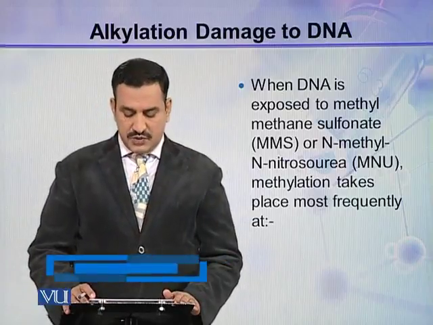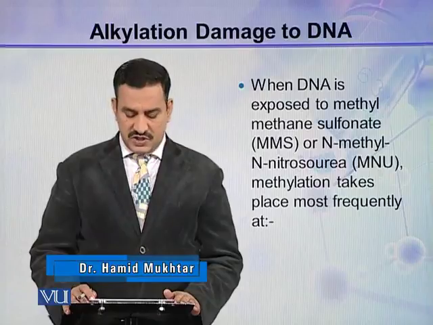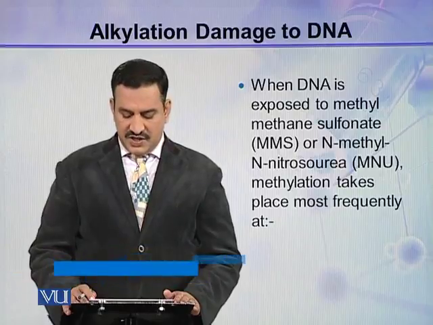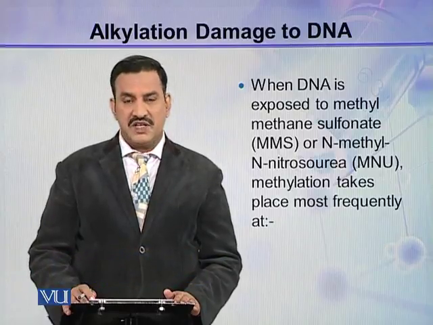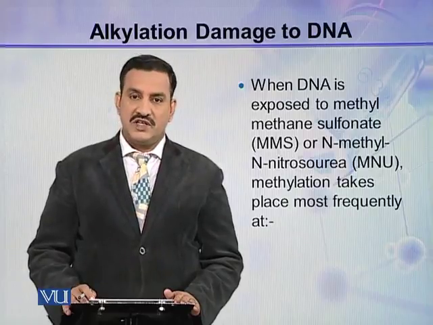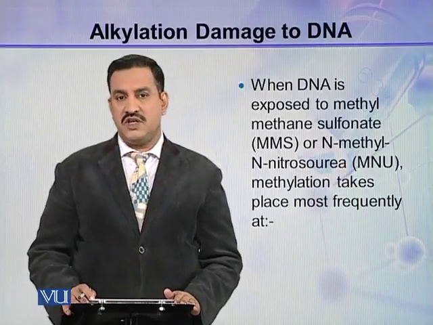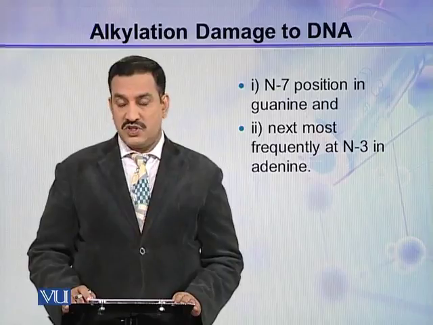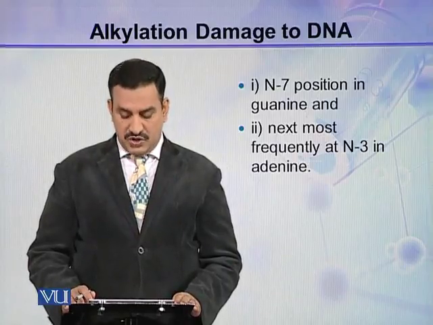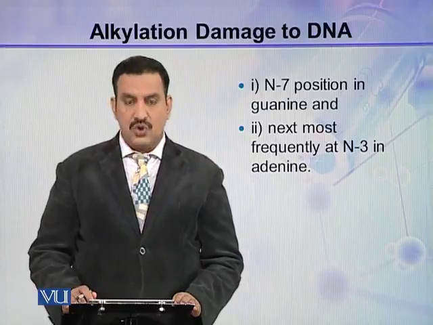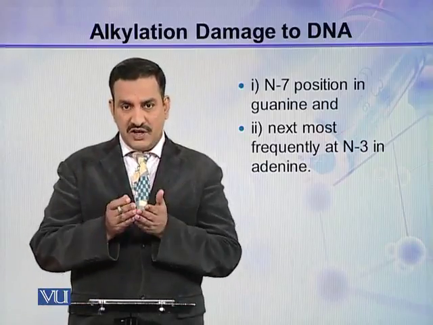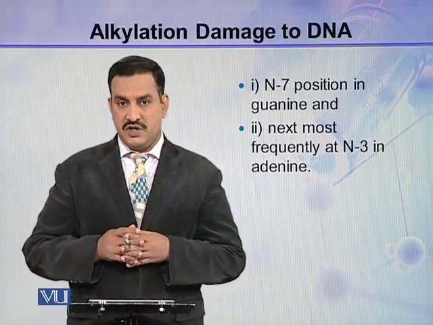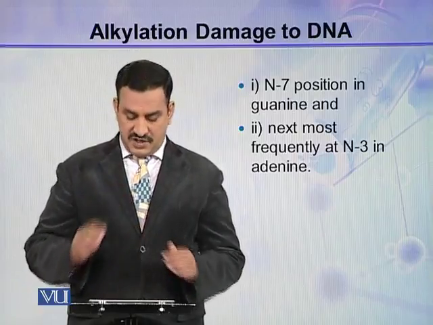Similarly, when DNA is exposed to methylmethane sulfonate, which is MMS, or N-methyl N-nitrosourea, MNU, methylation takes place. This methylation may take place at two sites, but one site is very frequent and the other one is quite less frequent. So the most frequent site for this methylation by MMS or MNU is the N7 position in guanine. So you know the guanine ring, and in this ring at number 7 one nitrogen is present. So this methylation takes place at that nitrogen.